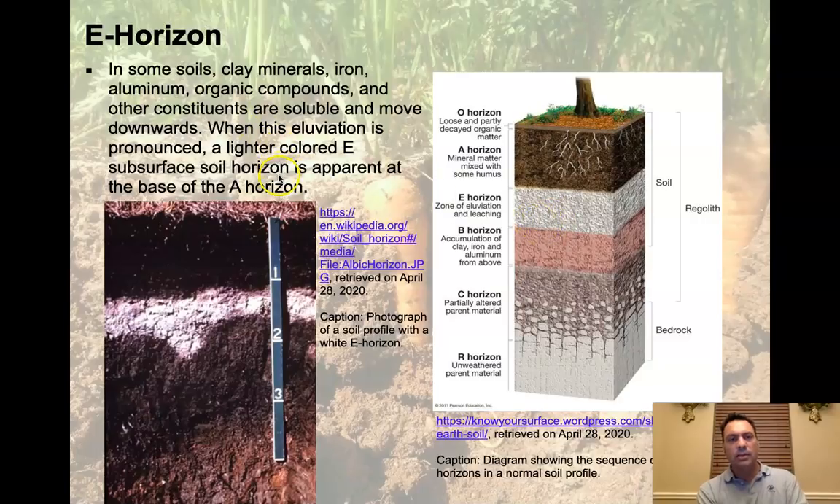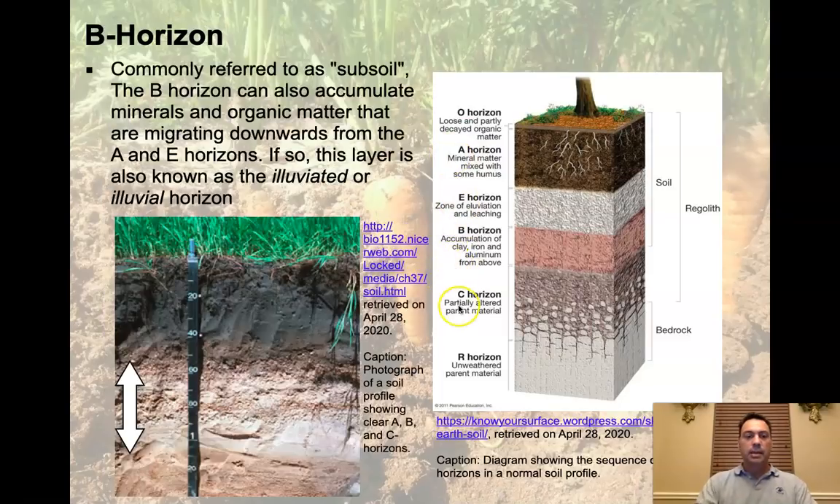E stands for eluviated. This is a zone of transport away, right? So materials are leaving that zone at the base of the A horizon, which forms the E. So the next layer is going to be, as we move down, we've got O, A, E. Now we're going to head into B. So this is going to take us back to our previous picture. It's commonly referred to as subsoil.